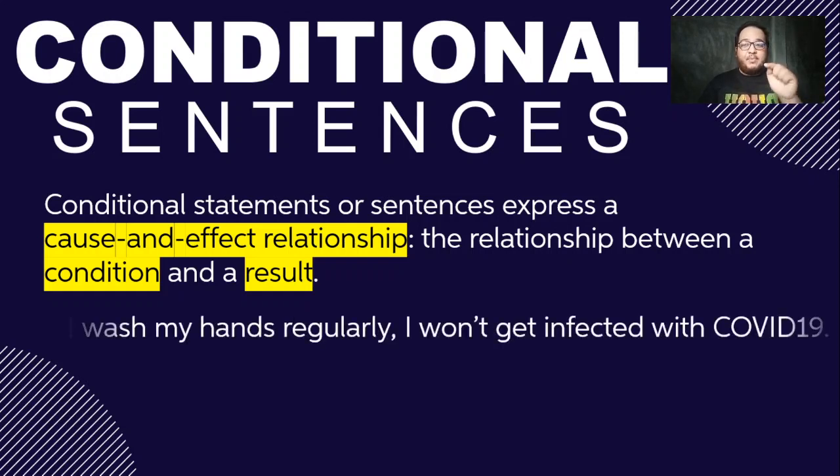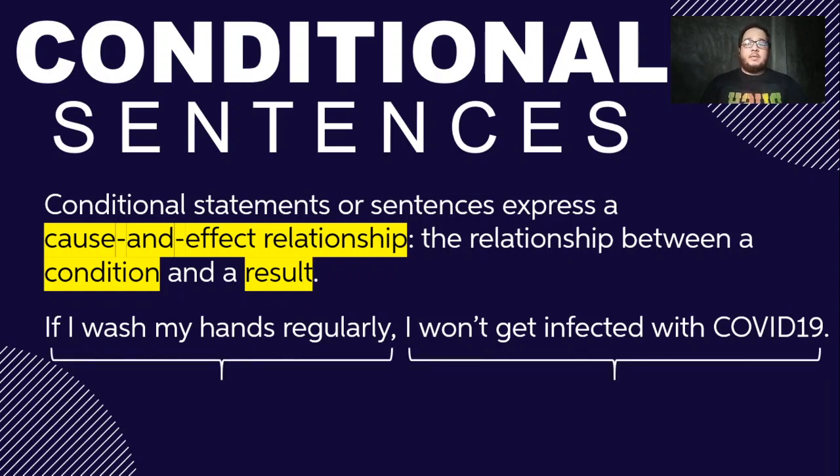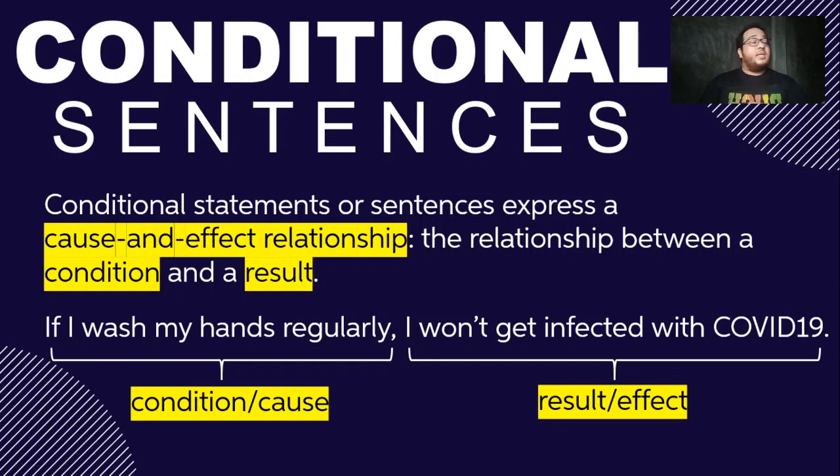Okay, let's have this example. If I wash my hands regularly, I won't get infected with COVID-19. So I have here an example of a conditional sentence, and it has two clauses, one being the condition and the other the result. Which of these two clauses is the condition and the result? Precisely. The first one is the condition or the cause, and the next one is the result or the effect.